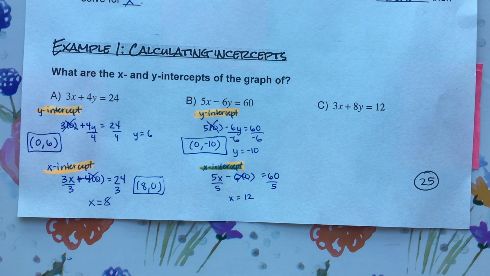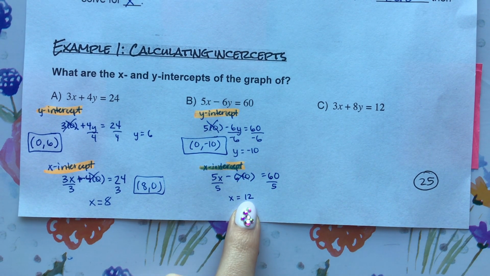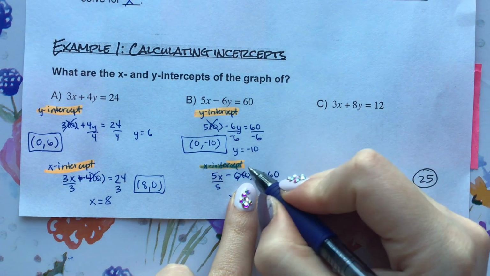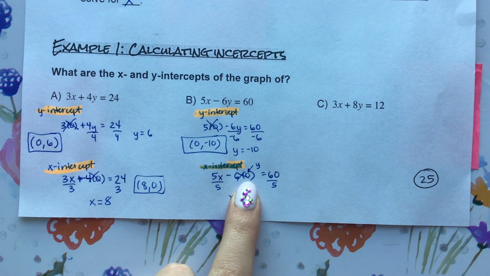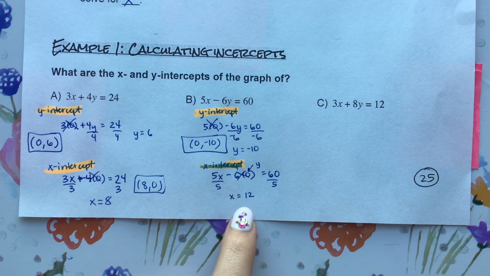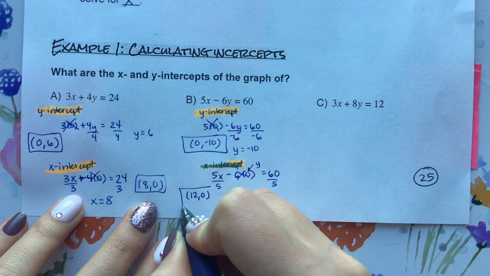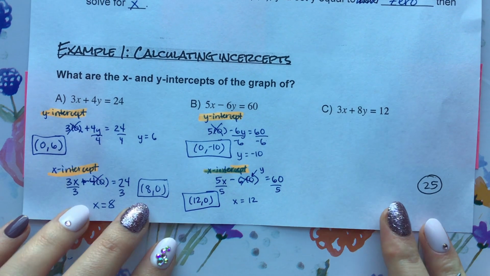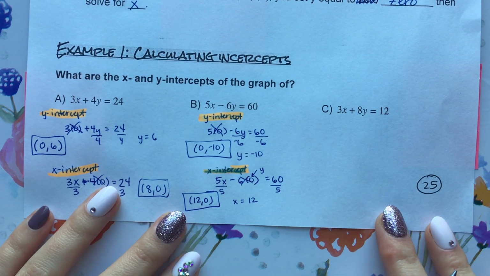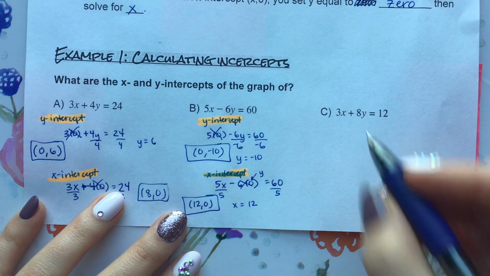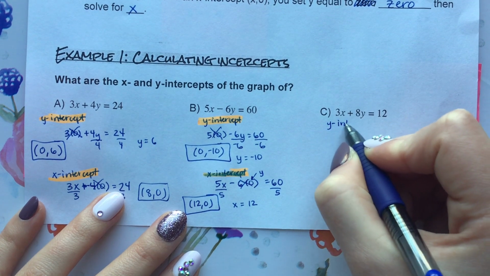My coordinate now, this is my x equals 12. This right here is my y. I set y equal to 0. So now my ordered pair is 12, 0. Alrighty, let's do one more. Let's do y-intercept first.